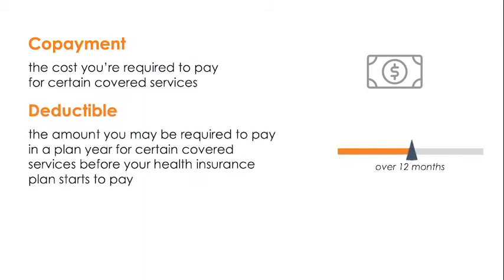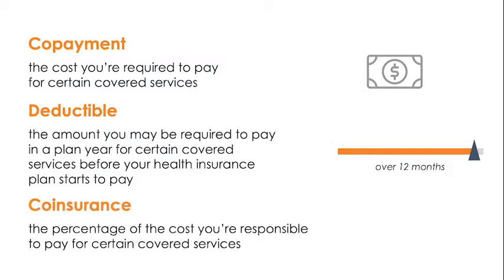Also known as a copay, a copayment is the cost you're required to pay for certain covered services and/or prescription medications. A deductible is the amount you may be required to pay in a plan year for certain covered healthcare services before your health plan starts to pay. After you've met your deductible, you may also be required to pay a copayment and/or coinsurance.